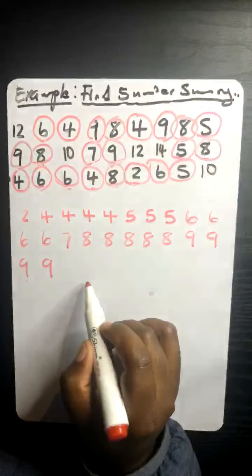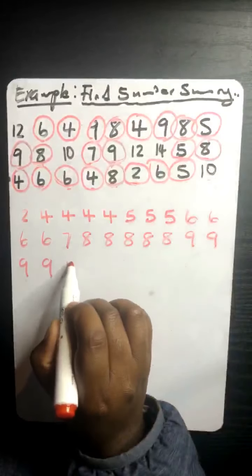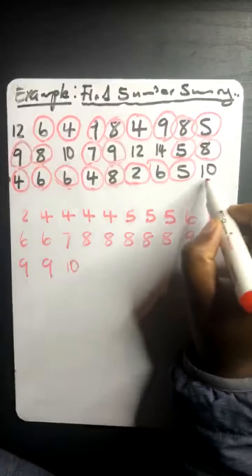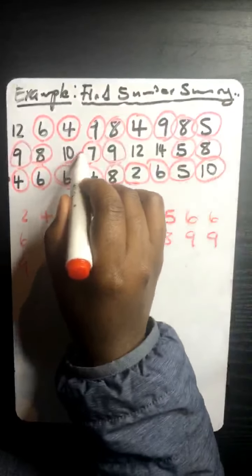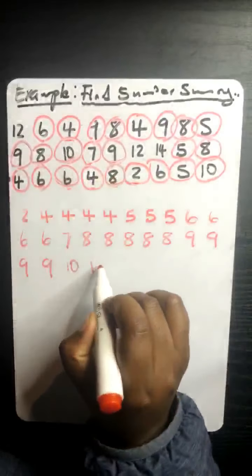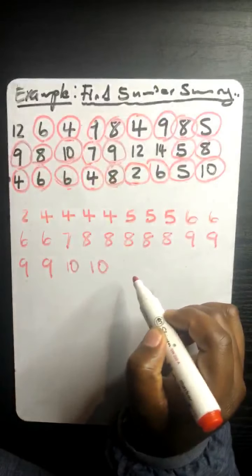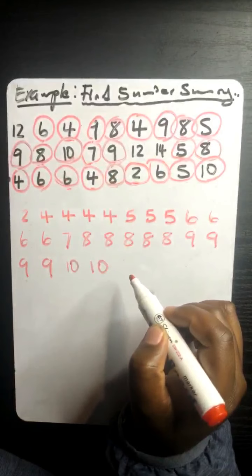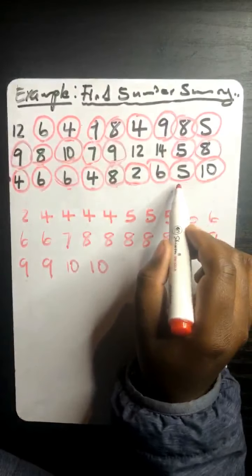Okay, so after 9 is 10. Where is 10? It seems like this is the only one. So let's write it as 10 over there. Oh, there's another one. I missed that one. So let's also add that one. What else? It seems like we only have 2 10s. 1, 2. Yes.